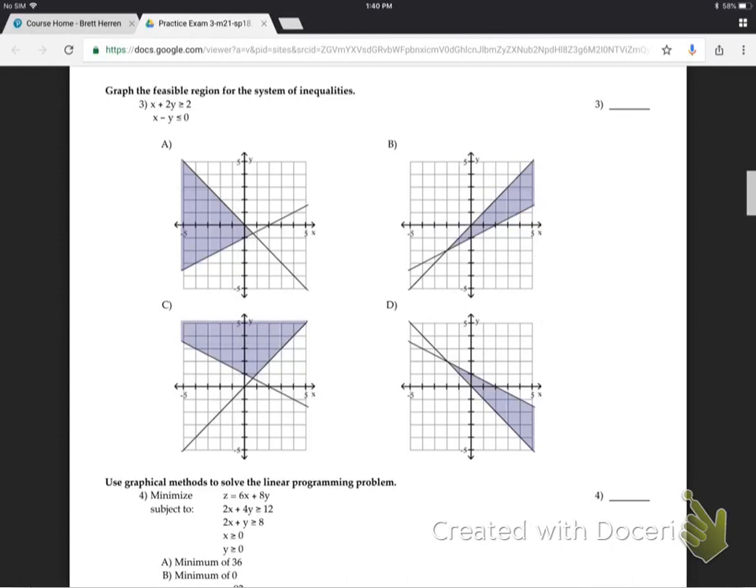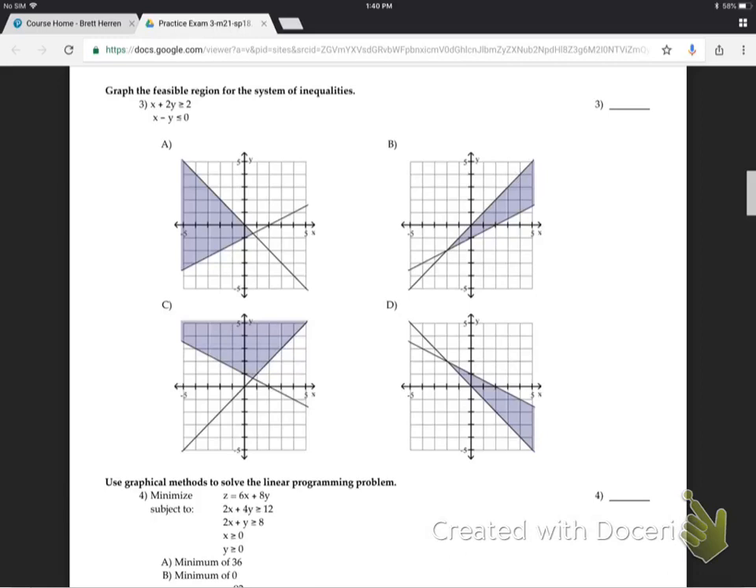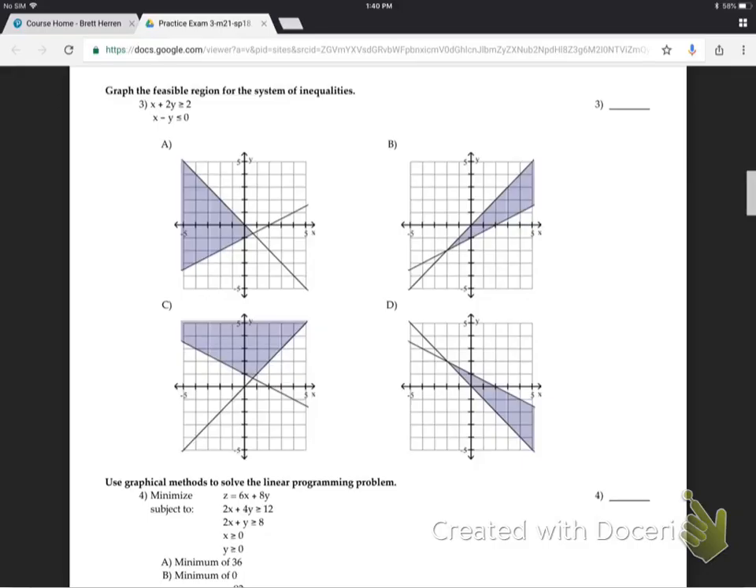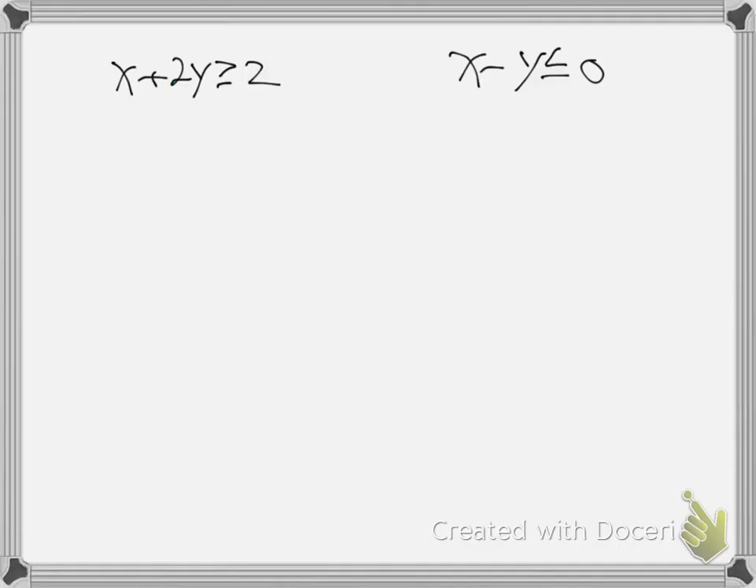Okay, so let's try this one. In both of these, we've got to get y alone. Let me rewrite it. x plus 2y greater than or equal to 2. I'll just separate them. And x minus y less than or equal to 0. I'll separate them into two of those. For each of these, you're going to have to get y alone. So let me just do this.